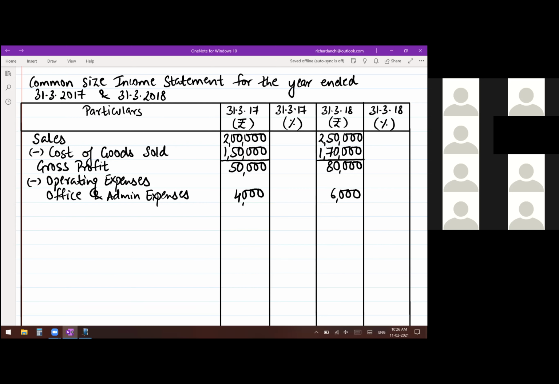Then the next is selling and distribution expenses. That also comes under operating expenses. Selling and distribution expenses: $6,000 and $1,000. That's it. You deduct both of these and you get net profit.